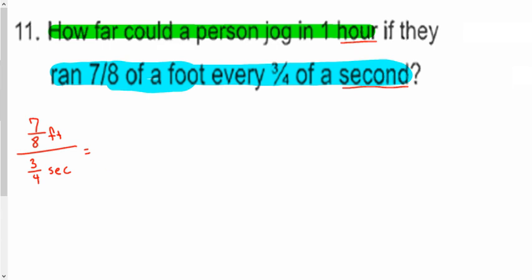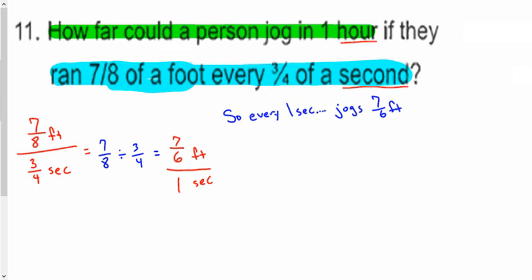It's 7/8 of a foot over 3/4 of a second, and we can make a unit rate right there. So 7/8 divided by 3/4 is going to get us a fraction there, and that is the number of feet, and we need to stick a 1 under it. So that's how far this guy can go in 1 second. So every 1 second he jogs 7/6 of a foot. We're nowhere close to how far he can go in an hour, but I know how far he can go in 1 second. So how far could he go in a minute?